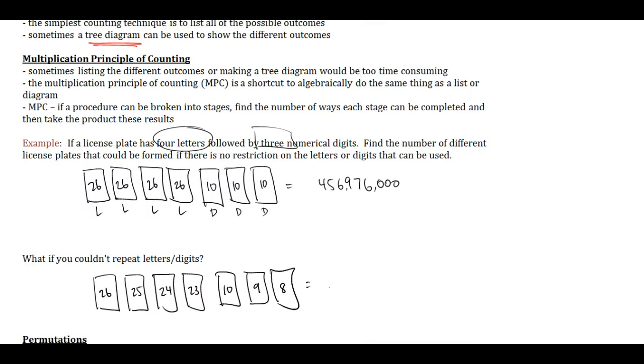258-336-000. And there you have it. Now these are called permutations. All of these different license plates, there are this many permutations of a license plate given our restrictions.